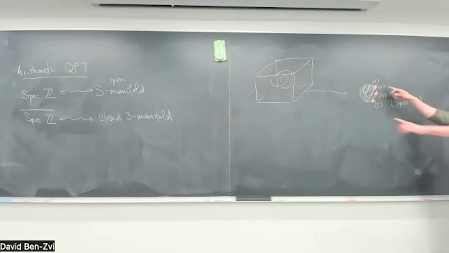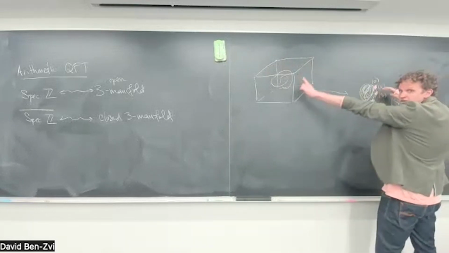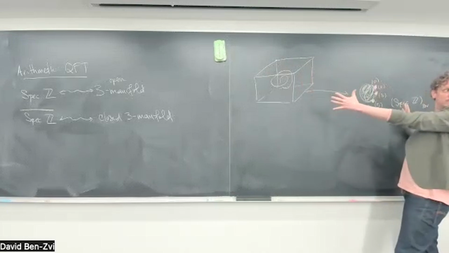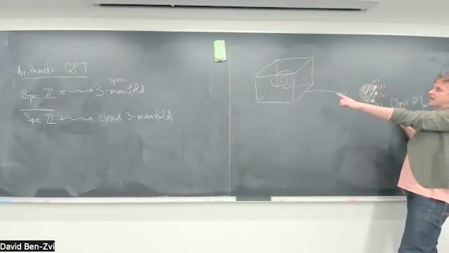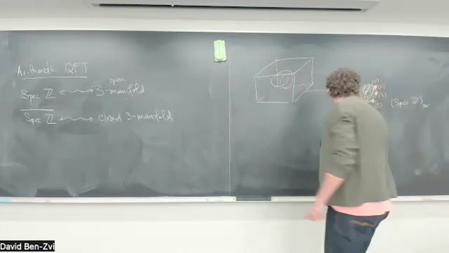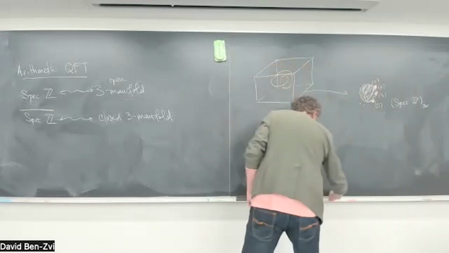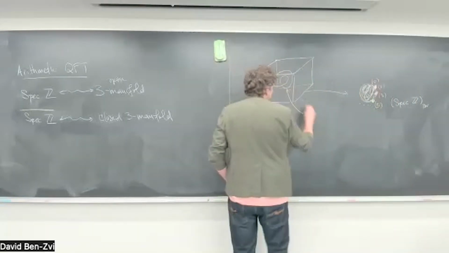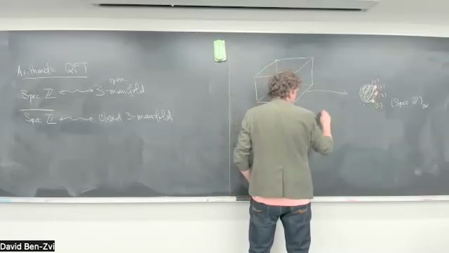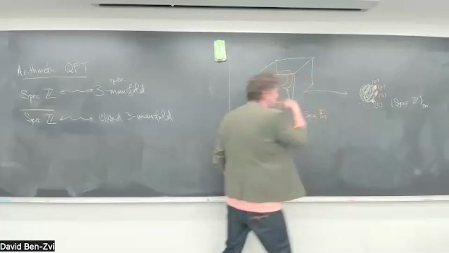Right, and so these are the things that lie over these points here. So you get this kind of stratified space picture. And then the complement, what does the complement look like of all these knots simultaneously? So this is a picture. I'll draw this. This is a picture of spec of FP sitting inside here.